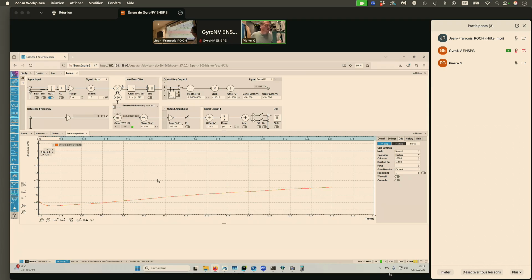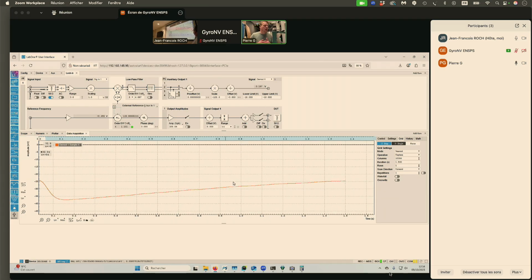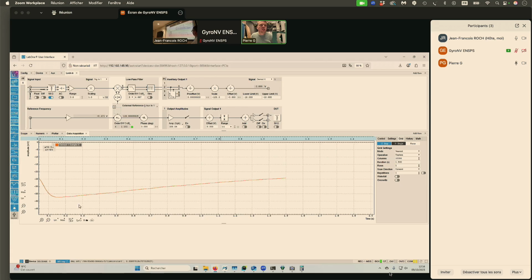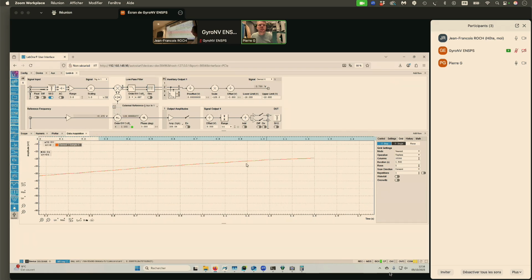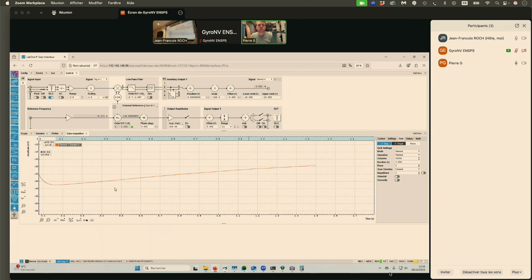Okay, this is what we obtain. So this is the envelope of our signal. It's not very clear, but here we have an exponential decay. And this exponential decay has a time of T2 star. This is T2 star decay. Okay? So, one last thing.